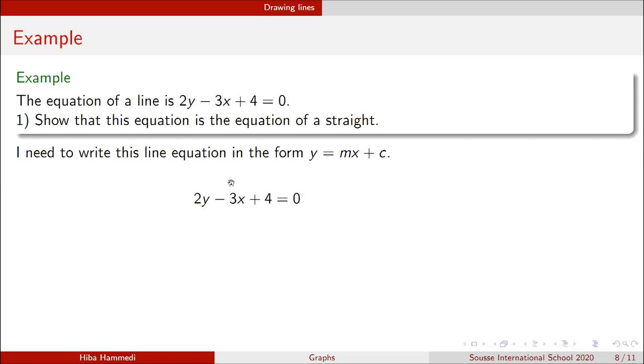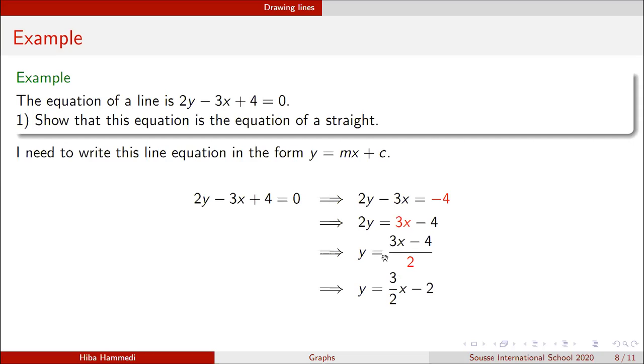So I will start by writing it like that: 2y minus 3x plus 4 is equal to 0. And I will start by sending 4 to the other side with a negative sign. So 2y minus 3x is equal to negative 4. Next, I will send the negative 3x to the other side with the opposite sign. So 2y is equal to 3x minus 4. And at the end, I will divide both sides by 2. So y is equal to (3x minus 4) divided by 2.